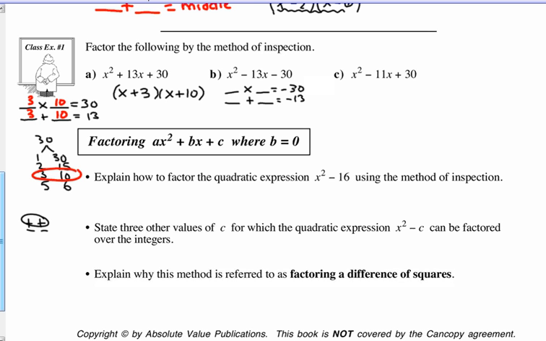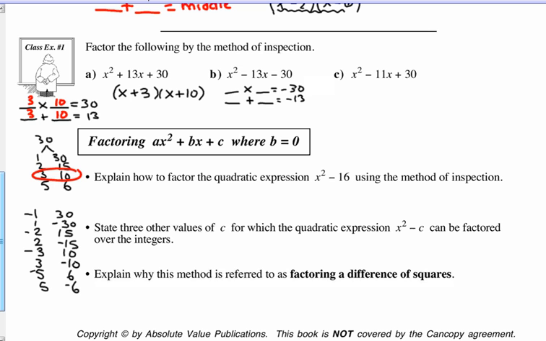So how can we multiply to a negative? A negative and a positive. So what are all the ways we can make a negative and a positive with these numbers? Negative 1, positive 30, or negative 30 and positive 1. What else? Negative 2, positive 15, or 2 and negative 15. Negative 3 and 10, 3 and negative 10, and negative 5 and 6, and 5 and negative 6.